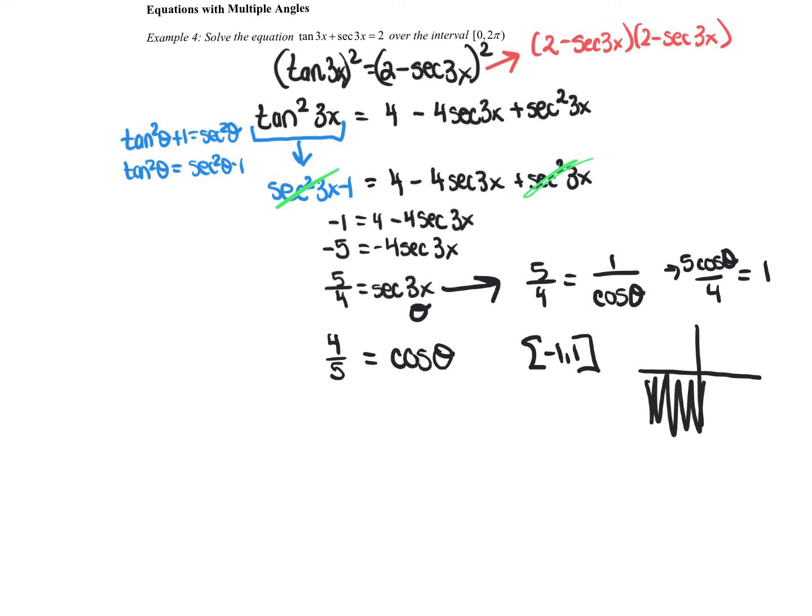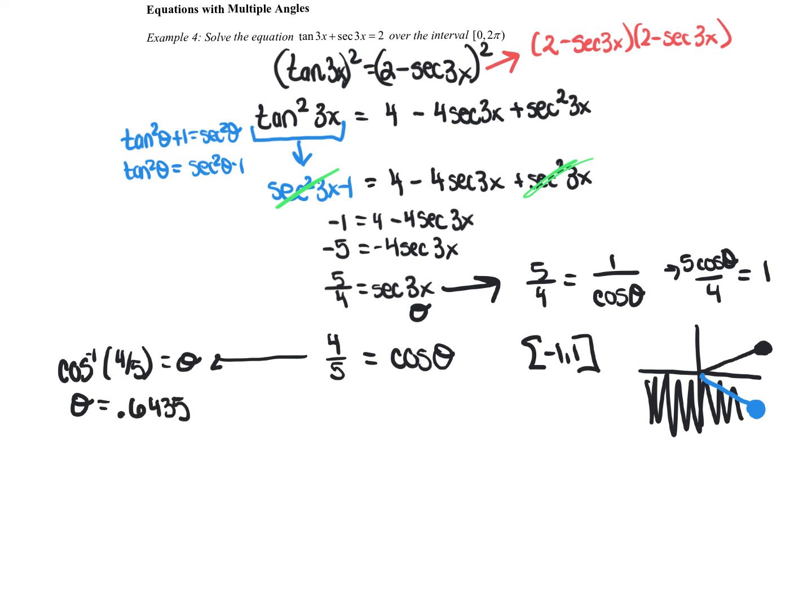Cosine's hot lava is right here. Cosine is positive in this quadrant. So this is the answer the calculator is going to spit out. It's not going to tell me this one down here because of the arc, but I'm going to need that blue one. So in my calculator, arc cosine of 4 over 5, and press equals, and it's going to give you an answer in radians. Please be in radians because that's what the interval is in. And that answer is 0.6435.